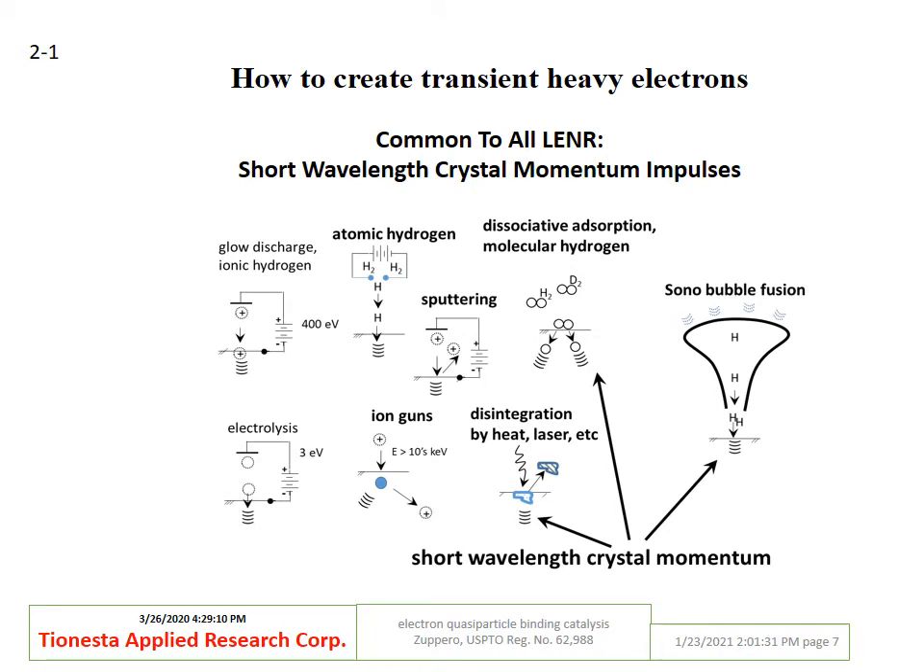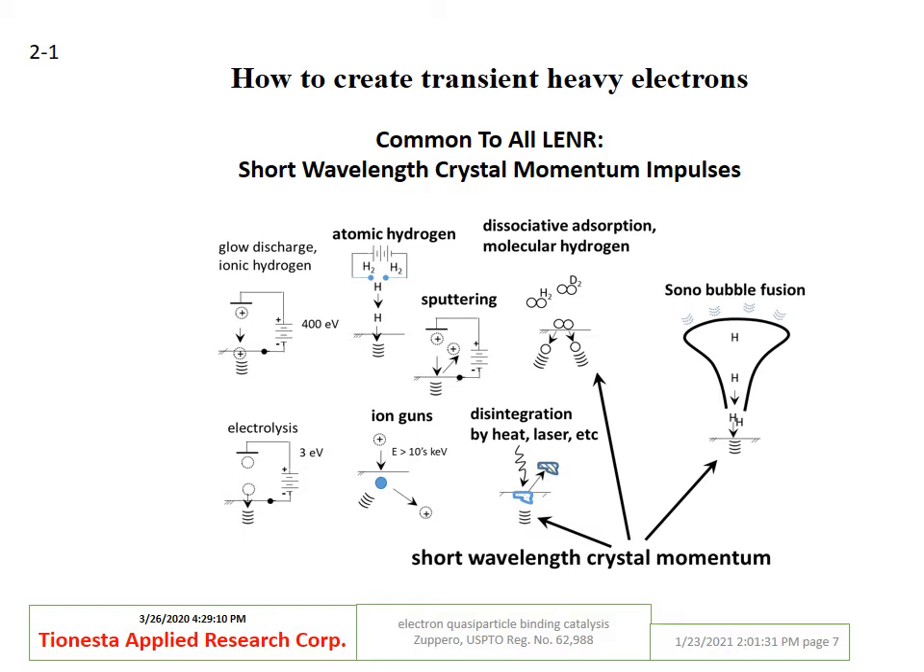We saw a pattern in all the LENR data we could find back to the late 1800s. Every LENR has a process that inserts short wavelength crystal momentum impulse into a reaction crystallite in or on which reactants are adjacent to each other. That is our nuclear active environment.